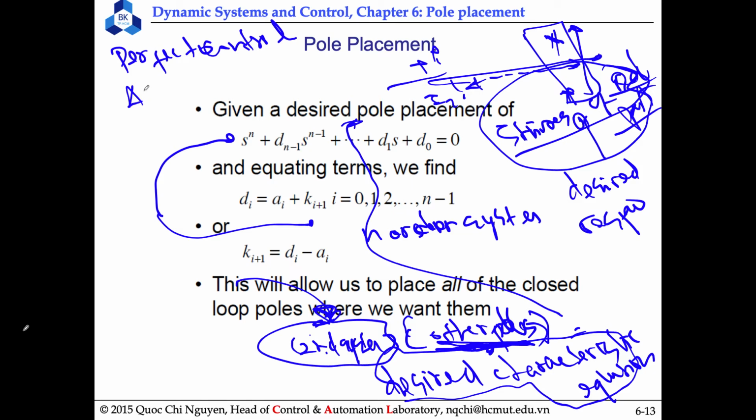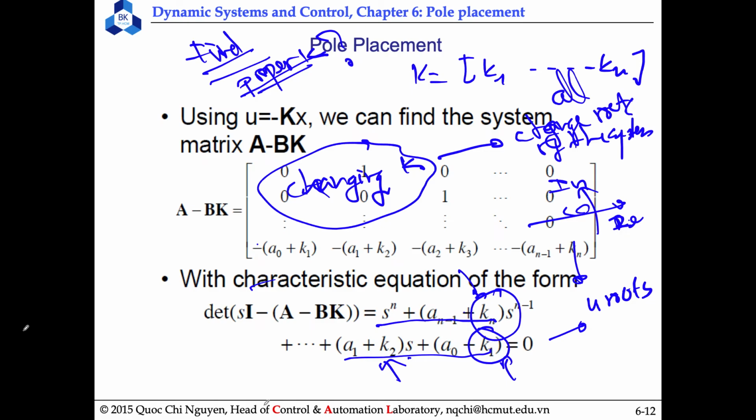Just to remind you of the previous slide, we have A minus BK, and from here we already have s^n plus (a1 plus k) and so on, here.